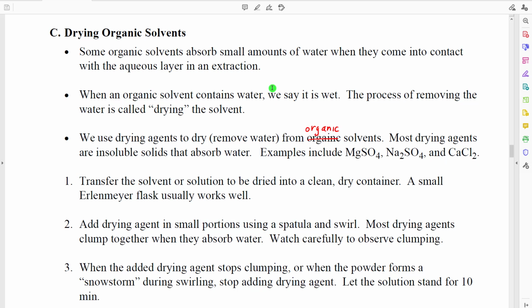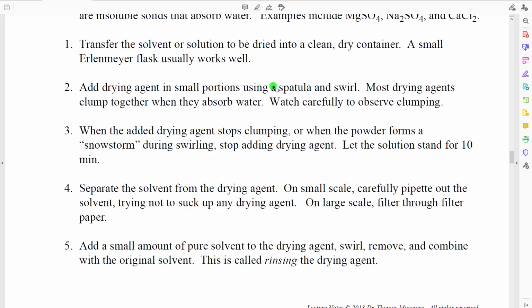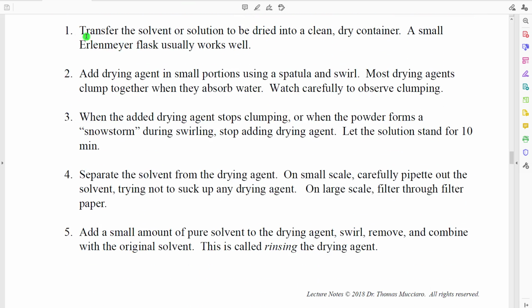In order to dry then, it's pretty straightforward. We transfer our solvent or solution that we want to remove water from into a clean, dry container. We want to make sure that we don't add more water by having a wet container. A small Erlenmeyer flask works usually very well for this. We then start adding the drying agent in small portions, typically using a spatula, and we then swirl that liquid.